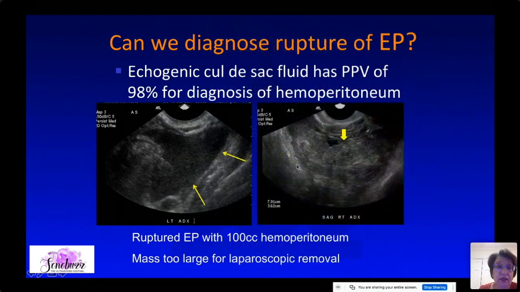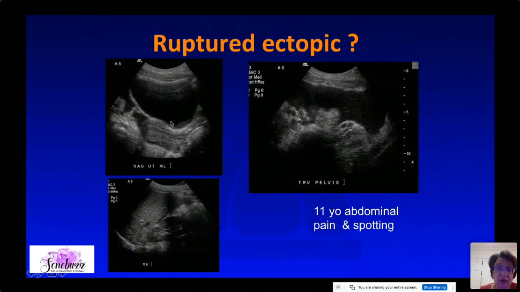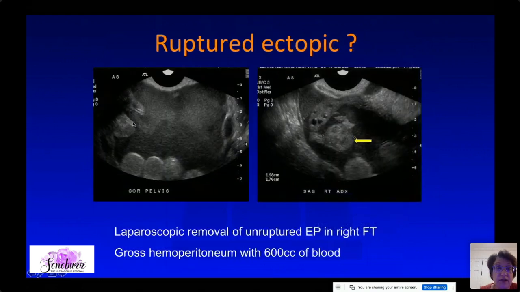Okay, so this was a large 7 centimeter, 8 centimeter hematosalpinx with a large amount of blood in the pelvis. And this was a ruptured ectopic pregnancy. And the other thing we should have mentioned is that the mass was too large to be removed easily from laparoscopy. This patient is an unfortunate 11-year-old girl who was pregnant with a large amount of blood, tons of blood, as you can see.